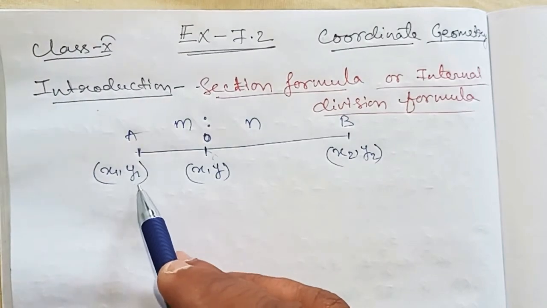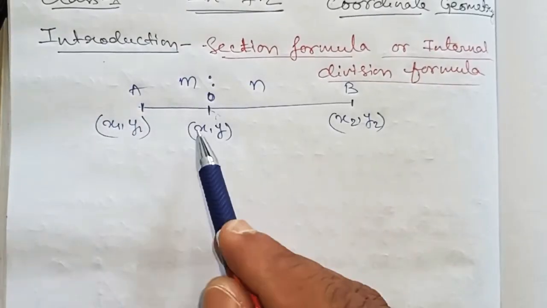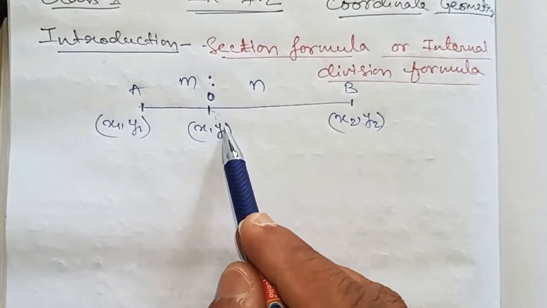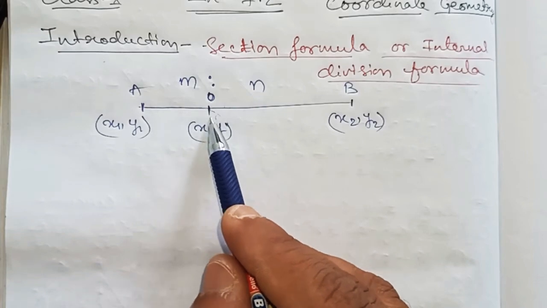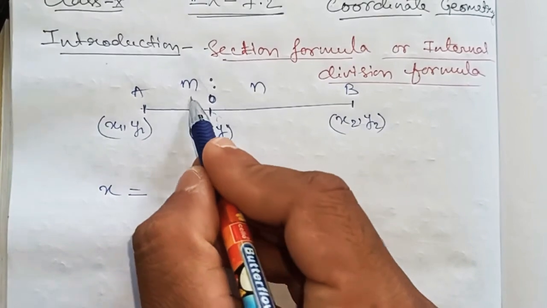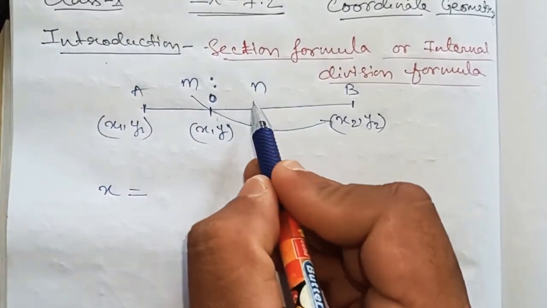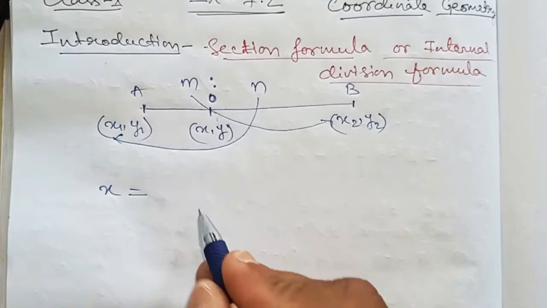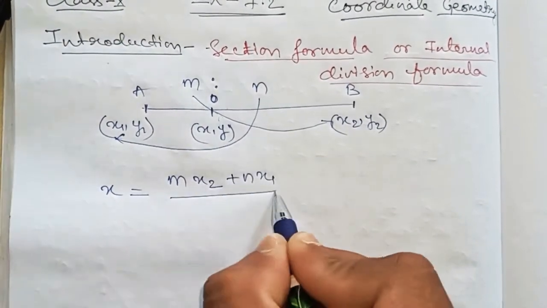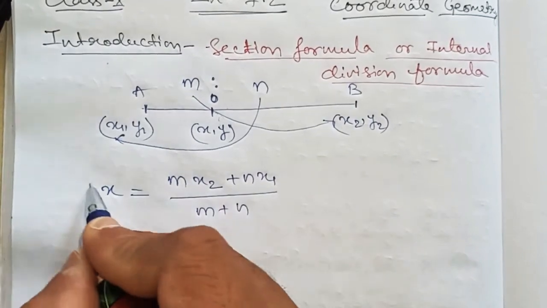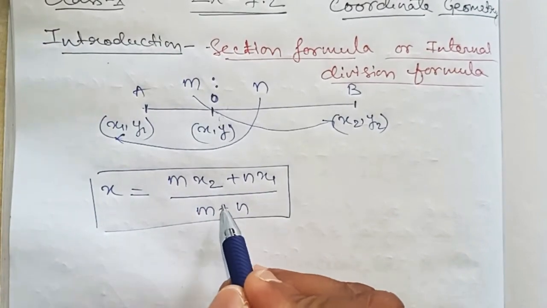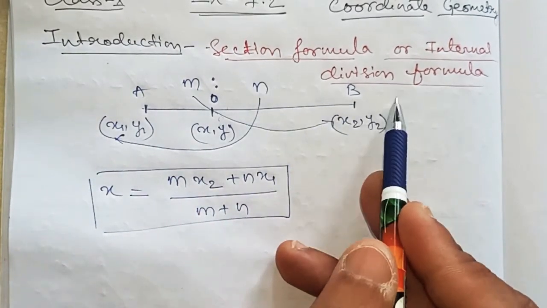We have the starting point and the last point, but we don't have the point by which the line has been divided. To find the coordinates of this point O, there is a formula: x equals (m into x2 plus n into x1) divided by (m plus n). To find the coordinate of x, this formula will be used. It is called the section formula or internal division formula.